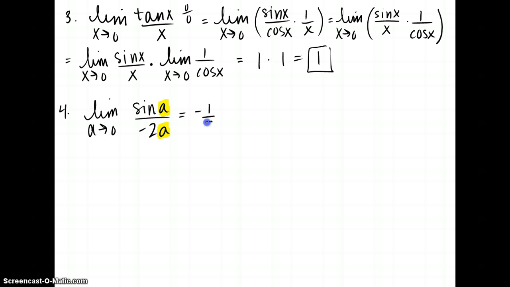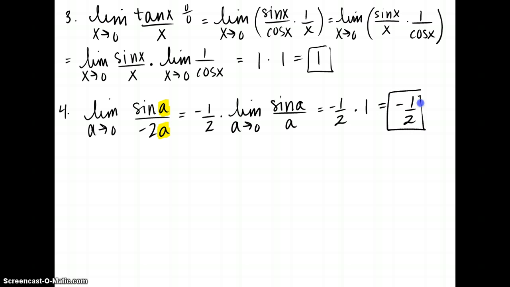So I'm going to bring that negative 1/2 out front and multiply it by the limit of the sine function. If the 2 were with the sine function, we wouldn't be able to bring that to the front of the expression because the sine function is attached to that value. Because it's just a scalar value in the denominator, I can bring it out front. So I have negative 1/2 times 1, so my final answer would be negative 1/2.